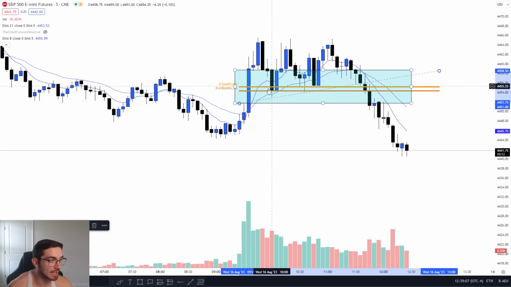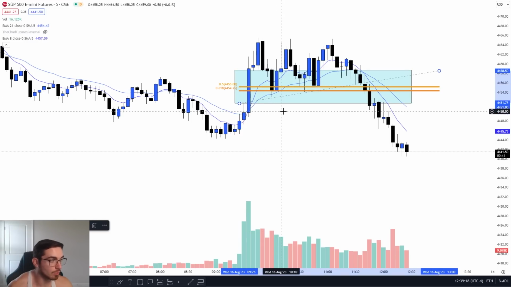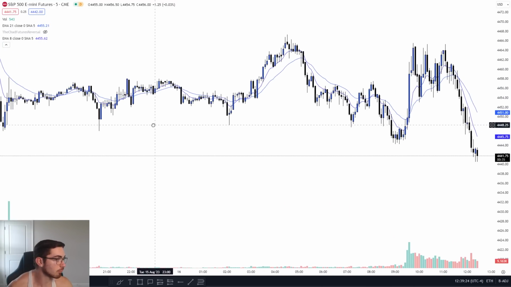If you were to get long in this area right here, either at the 50 or as price reacted off of that 5 minute 21 EMA, your stop loss would have been right below this fair value gap. So if price started breaking below, you would have stopped out. And as you can see, price made a move right back to the high of the day. So that's just one example right there.